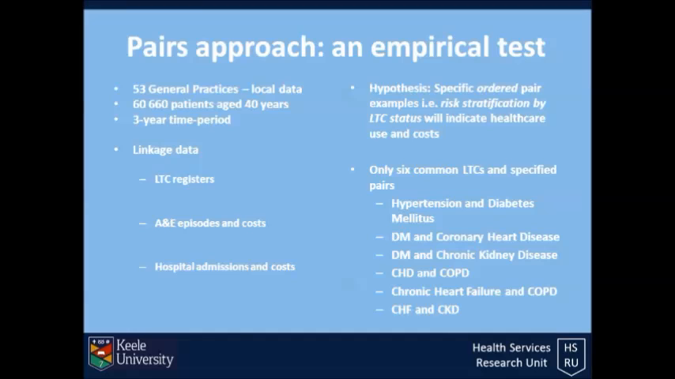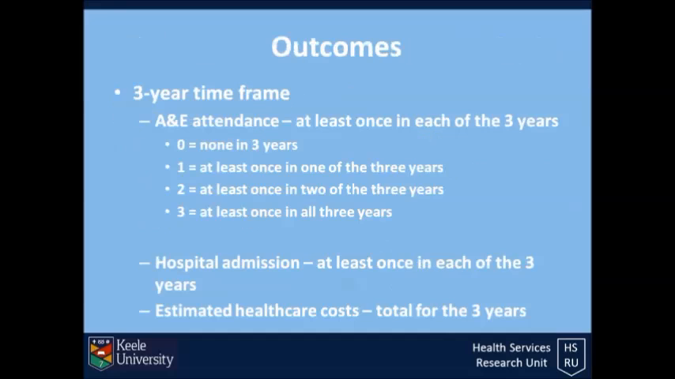We linked the registers to A&E episodes and costs, and hospital admissions and costs. And what we wanted to test was if we ordered these examples into specific pairs, could we predict the likely cost? So could we risk stratify by long-term condition status?